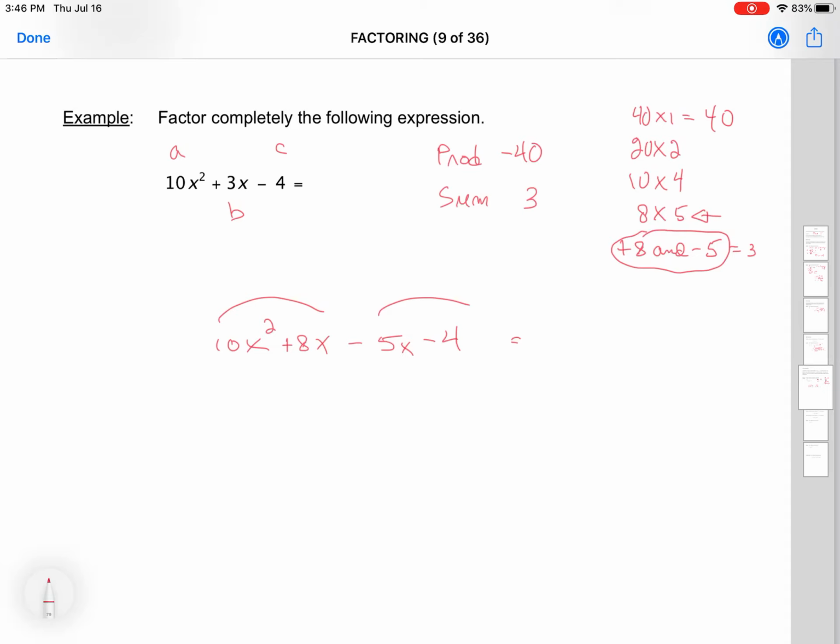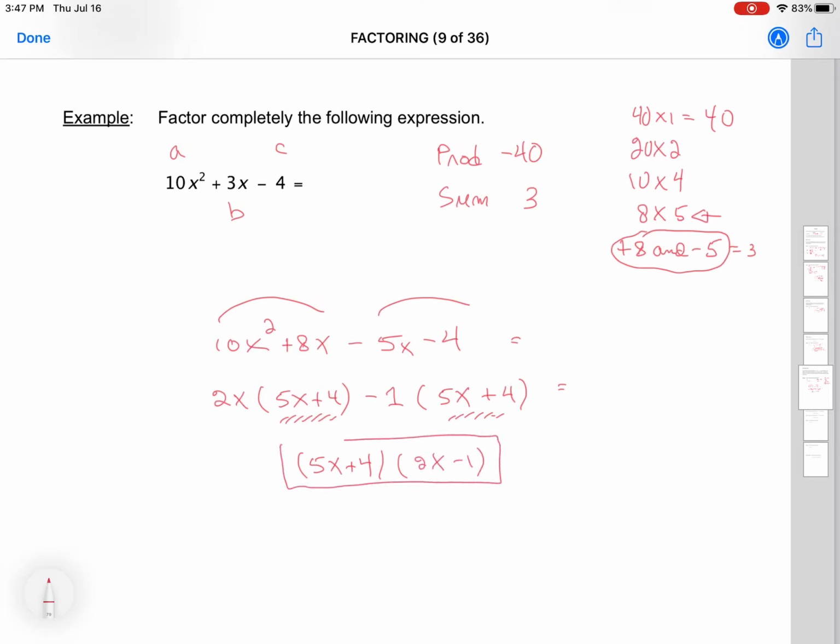So what's common between 10x squared and 8x? Well, 10 and 8, you can take out a 2. X squared and x, you can take out an x. You will get 5x plus 4. Now, what do you think we should factor out of minus 5x minus 4? If you answered minus 1, you have a good instinct for these problems, because if you do so, you'll have again 5x plus 4. Since 5x plus 4 is there twice, we can refactor it. 5x plus 4 as a common factor, and times 2x minus 1.